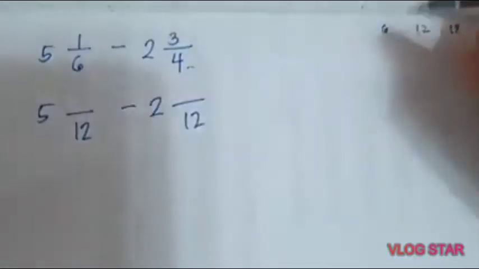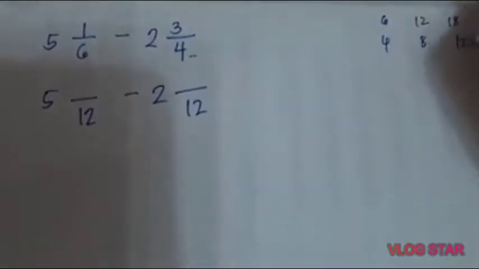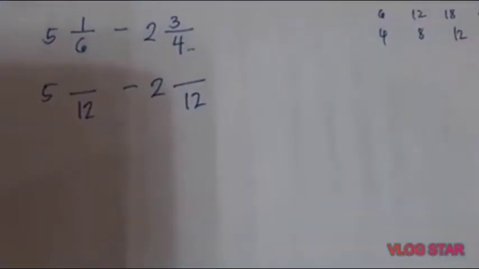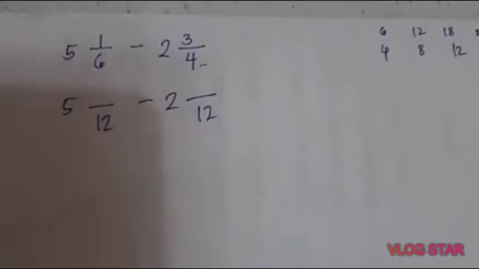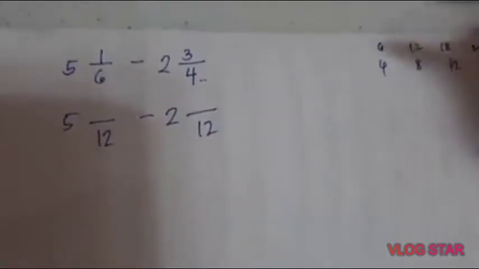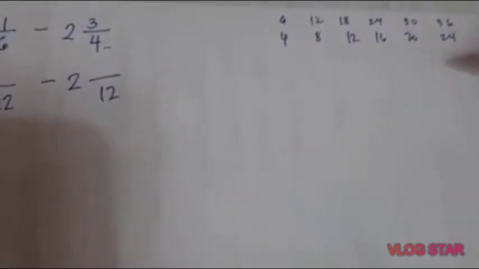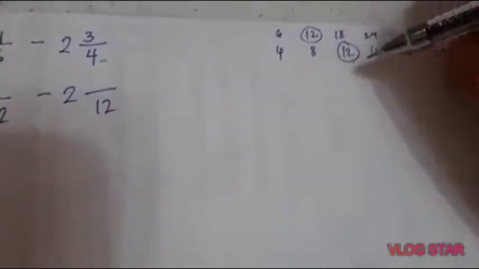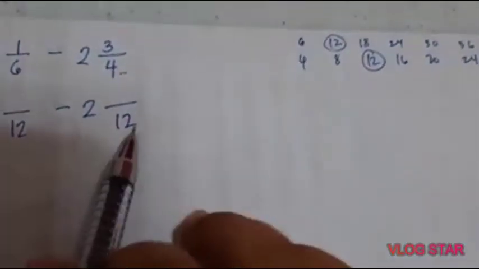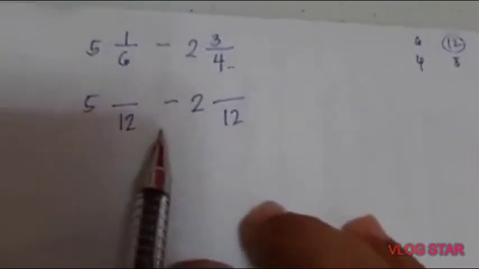So 6, 12, 18, 24, 30, 36. Then another is skip count by 4. 4, 8, 12, 16, 20, 24. So there are a lot of common multiples of 6 and 4, but we are looking for the least. So the answer is 12. Therefore, 12 is our least common denominator.